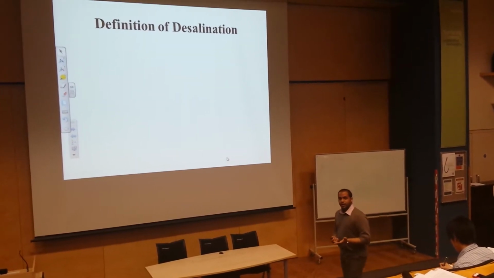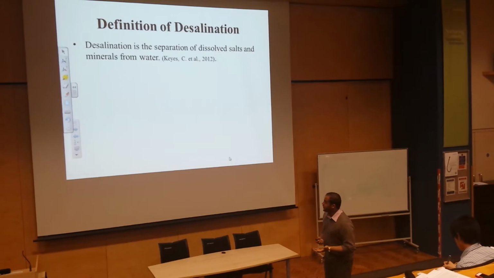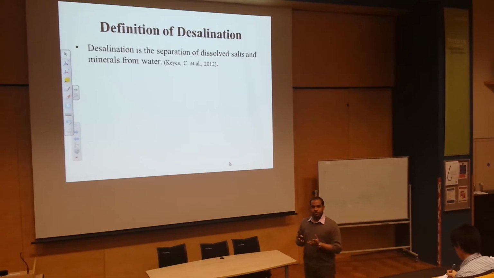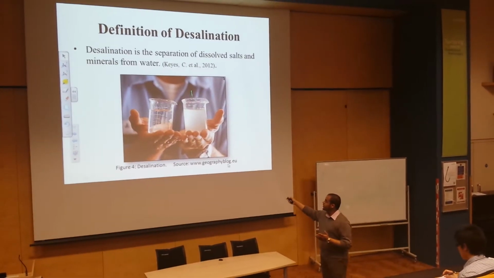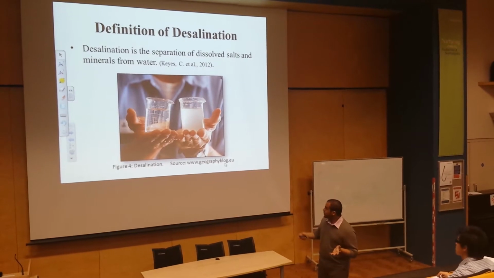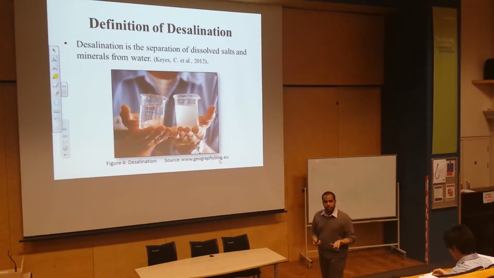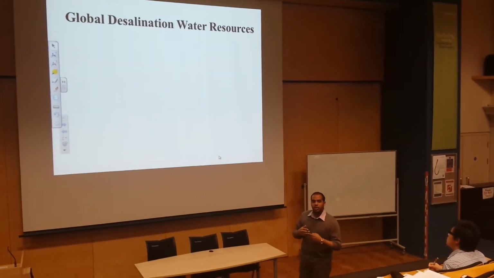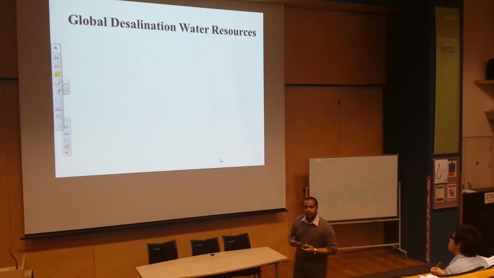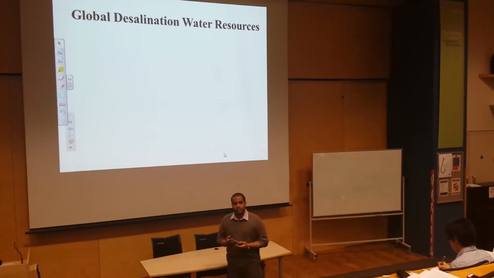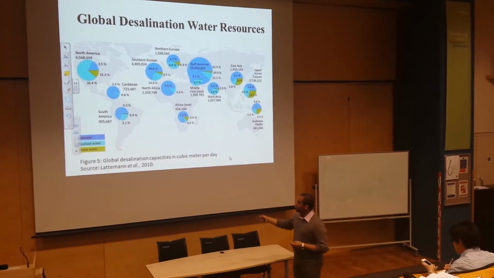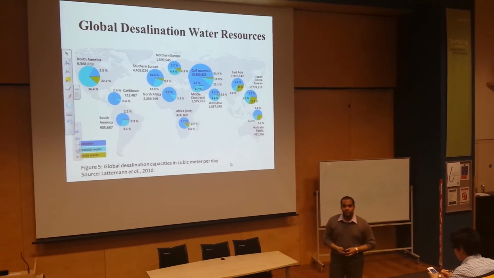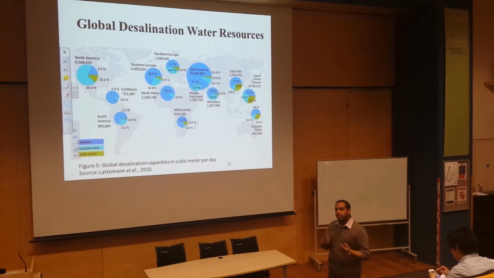First, let's define desalination. What is desalination? Simply, desalination is the separation of all dissolved salts and minerals from water. As we can see in this picture, this is the seawater, the non-drinkable water, and this is the desalinated, drinkable fresh water that we can drink. We have 3 types of water resources in the world, as we can see in this map: seawater, brackish water, and then wastewater. So, 3 types of water resources can be used for desalination.